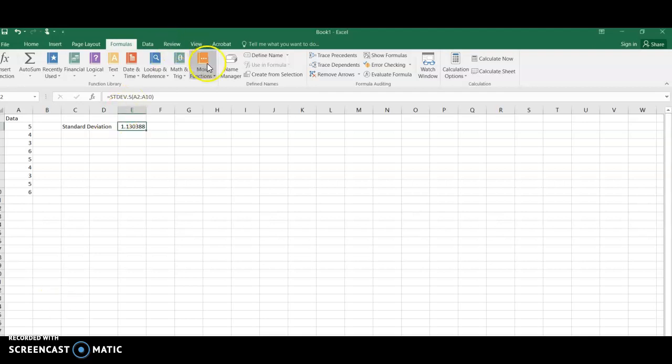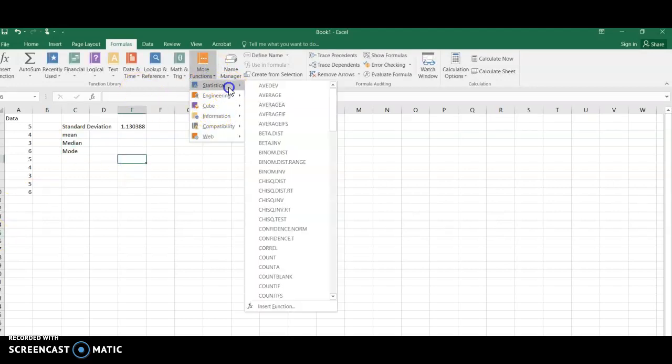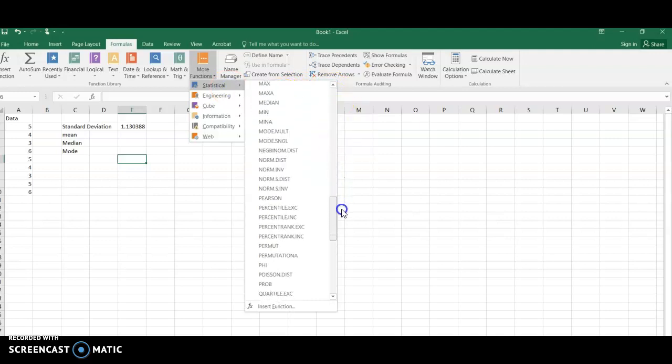You can follow that same process for almost any of the things that we needed, the mean, the median, the mode. All of them are in that same More Functions, Statistical. For the mean, we do the average. For the mode, you could do multi or single. It isn't going to matter in the medians right there.